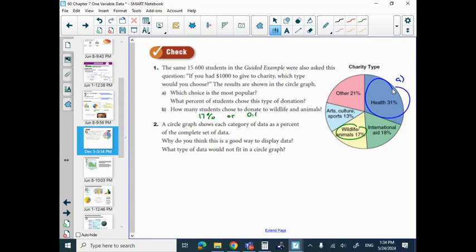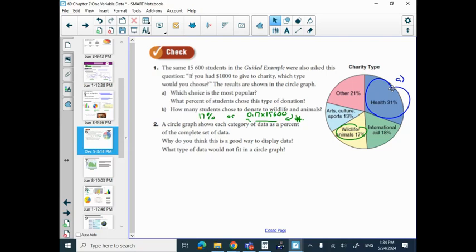So 0.17 times the 15,600 and get the actual number, right? The actual number of students that donated to that. It would be just a calculation to go along with that question.